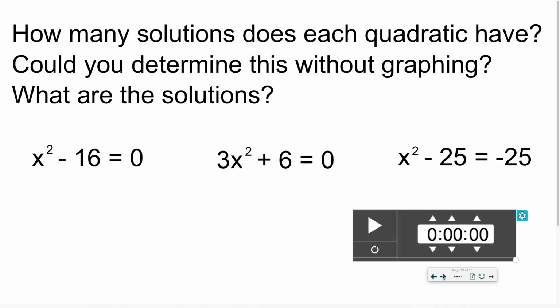So I want you to take a few minutes and identify how many solutions each quadratic has. Could you determine it without graphing? If so, how? And what are the solutions for those that have them? Let's take like 6 minutes. I'm going to pause the video while you're working on these, and then we'll go over them before the second half of class.